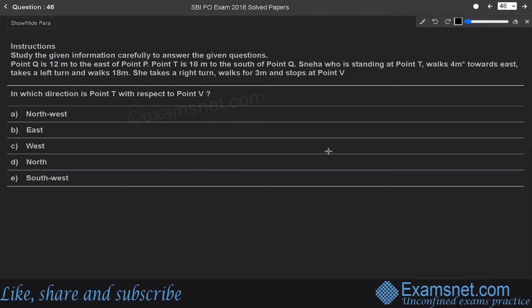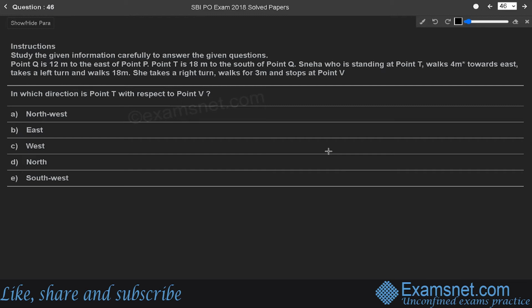Next question is, study the following information carefully to answer the given question. Point Q is 12 meter to the east of point P. Point T is 18 meter to the south of point Q. Sneha, who is standing at point T, walks 4 meter towards east, takes a left turn and walks 18 meter. She takes a right turn, walks for 3 meter and stops at point V.